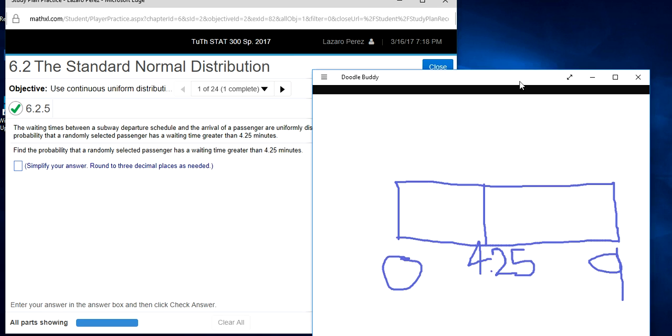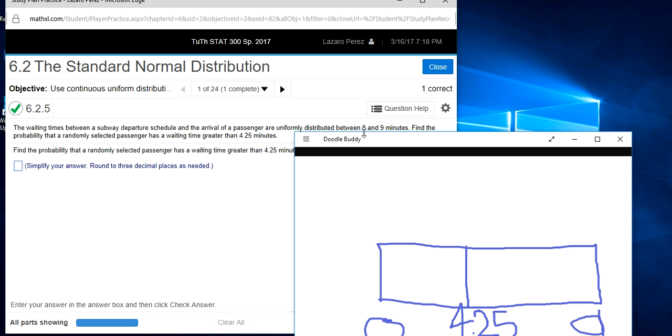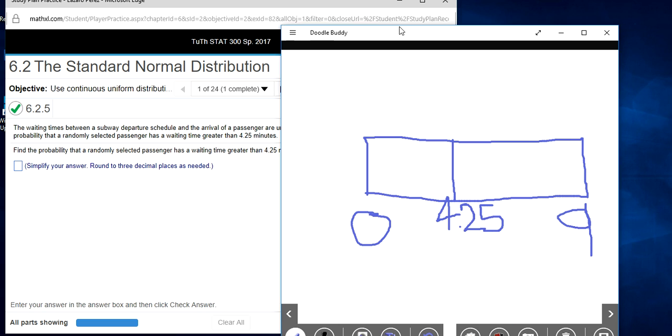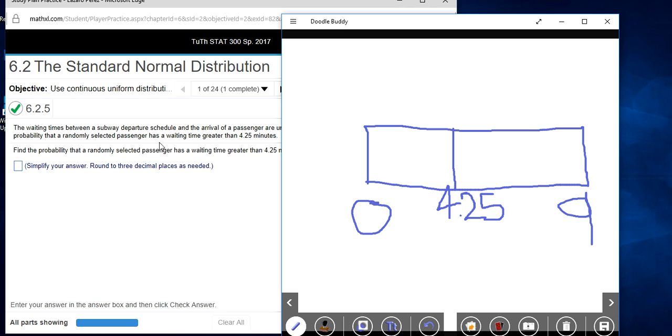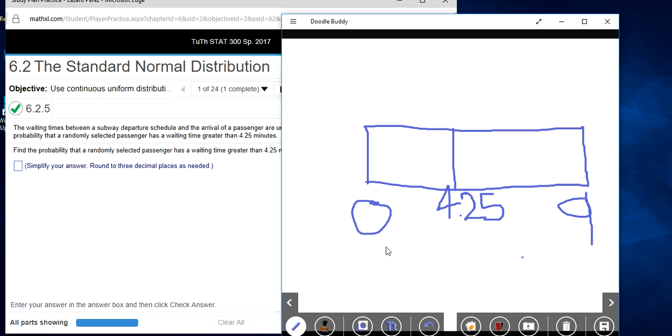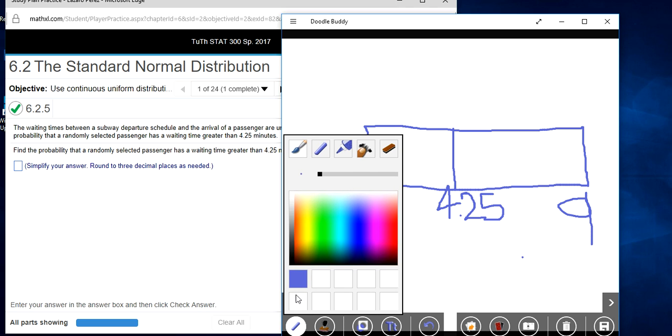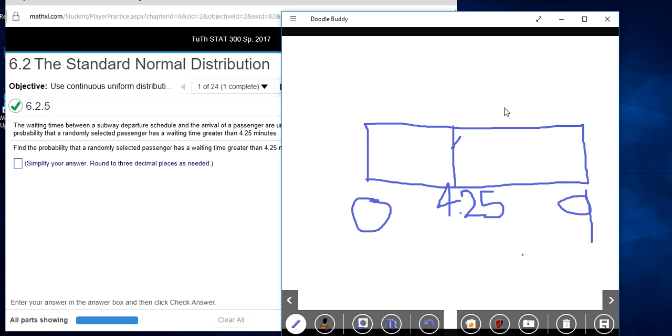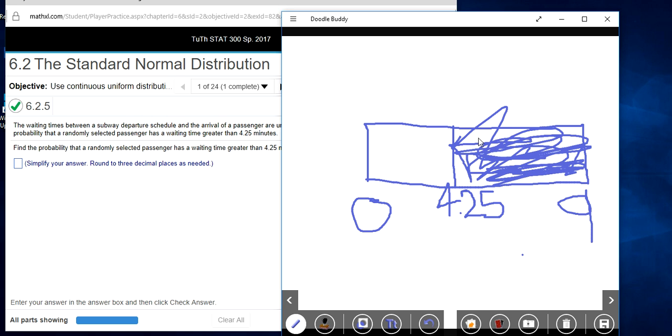So the things that we know that I drew was, we know the distribution times are between 0 and 9. So I got 0 and 9. And they want to find the probability that a randomly selected passenger has a waiting time greater than 4.25 minutes. So that means greater than 4.25. That means we want everything 4.25 and greater, so 4.25 to 9. All right, this just means everything's shaded on this side.